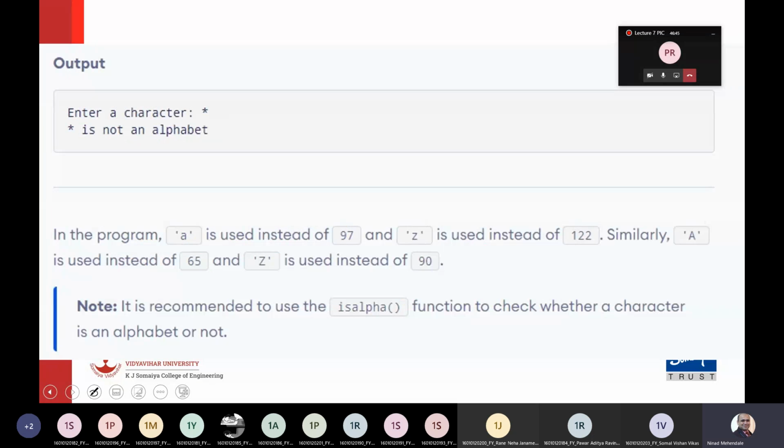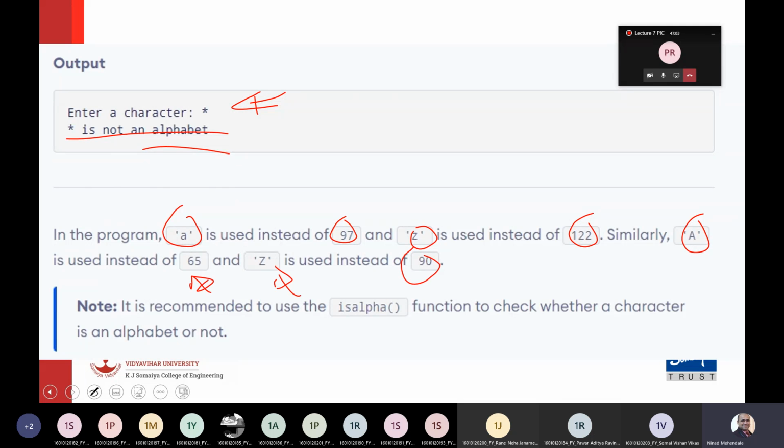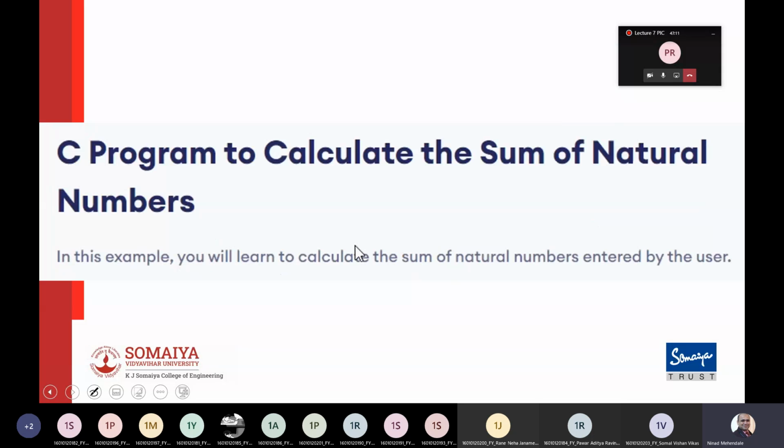So the output of a character: if you enter a star, it will say it is not an alphabet. Now in a program, 'a' is used instead of 97 and 'z' is used instead of 122. Similarly, capital 'A' instead of 65 and capital 'Z' instead of 90. It is recommended to use the isalpha function to check whether the character is an alphabet or not. But still, you can write your own code.